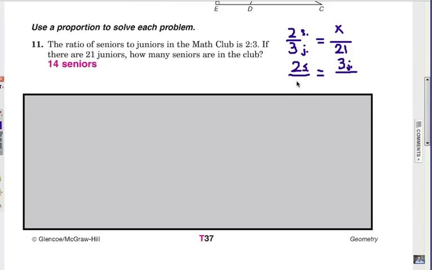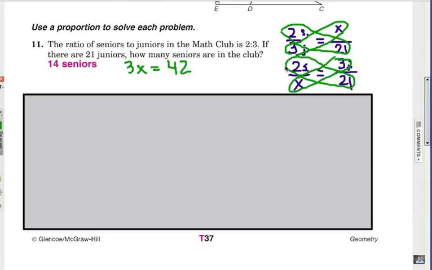Notice how you would have X here over 21 here. So however you do it, you're going to cross multiply either the top proportion or this proportion. You would get 3x, and 2 times 21 cross multiplying the other direction would be 42. You could also get it with the other proportion possibility. So however you do your proportion, just make sure you line everything up, and then of course we're going to divide by 3 and we'll get our answer of 14 seniors. Let's look at the next one.